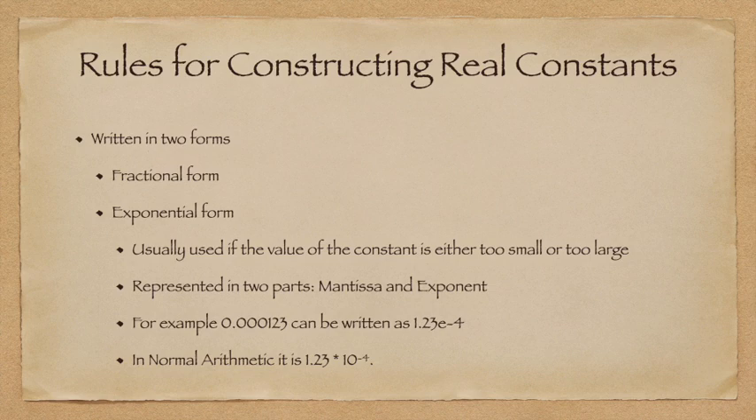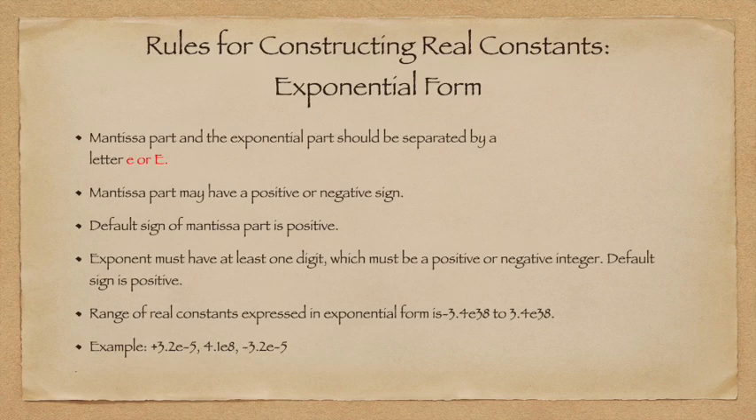In normal arithmetic, it is basically 1.23 into 10 to the power of minus 4. The mantissa and the exponent are separated by the letter E, in uppercase or in lowercase. Both the mantissa as well as the exponent may have a positive or a negative sign. By default, the sign is always positive.